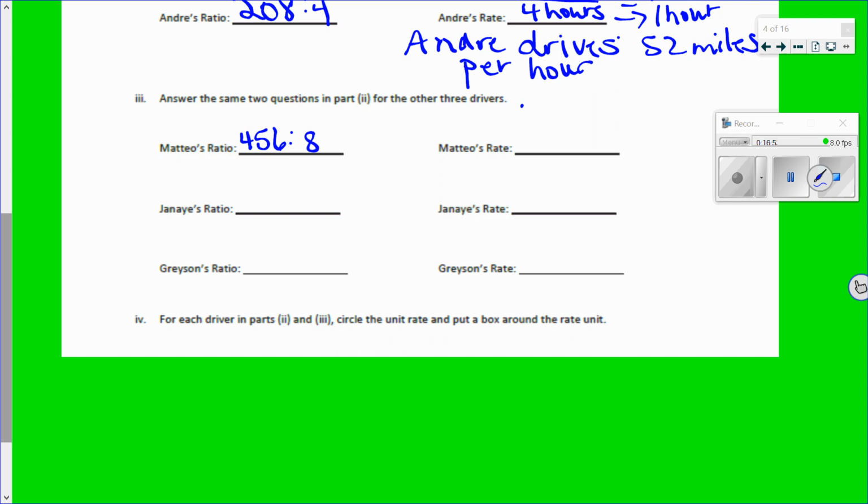So I want the rate. So 456 miles, 8 hours, and I want to know how far he goes in 1 hour. I went from 8 to 1, so I divide by 8. Dividing by 8. 456 divided by 8.